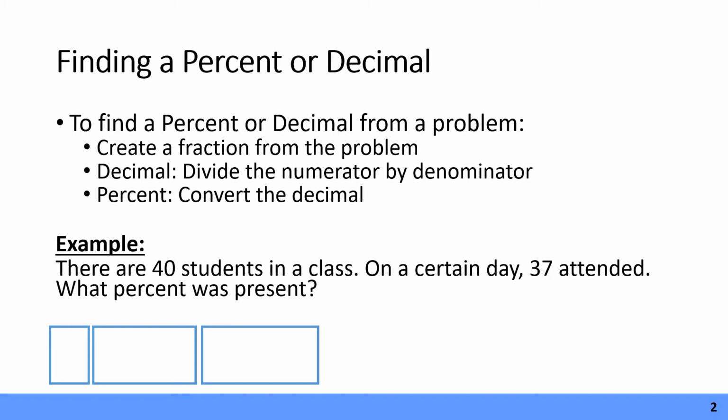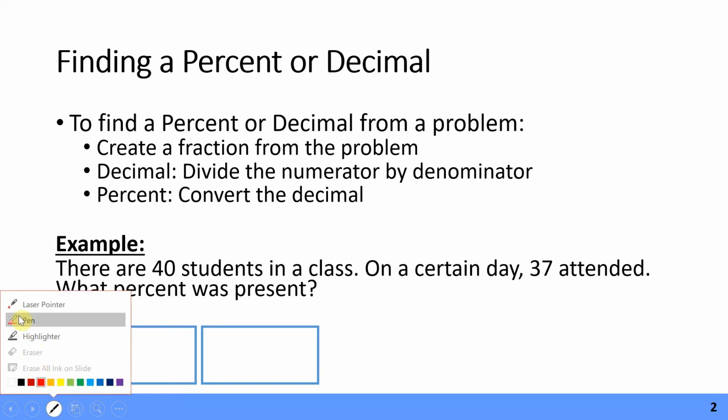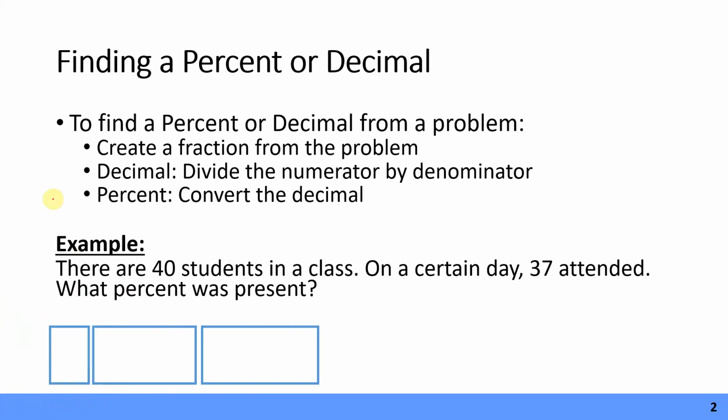There's going to be problems where they're presenting a scenario and they ask you to find the percent or find the decimal. So on this one, the first thing you have to know, and again, we've done examples like this before. When you have a scenario, the first thing you have to do is create a fraction from the problem. So make sure you read the question properly, make sure you know what they're asking you for, because you are going to have to create the fraction depending on what the question is asking. Once you create a fraction, if they ask you for a decimal, remember, you get it by dividing the numerator by the denominator. Now, if the question is asking you to go all the way to a percent, you are going to have to create a percent by converting the decimal, which we already know how to do.